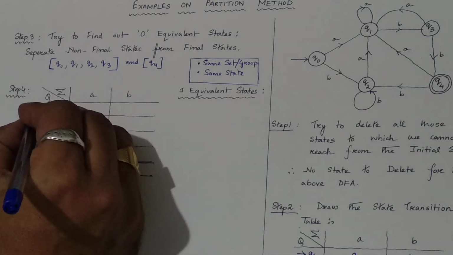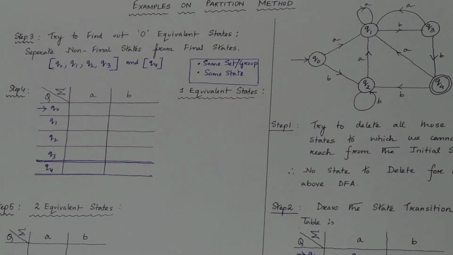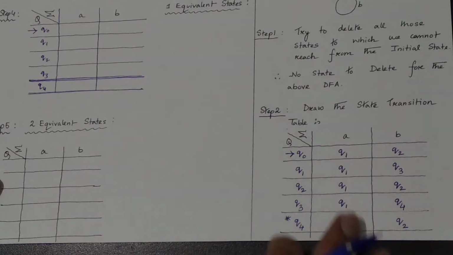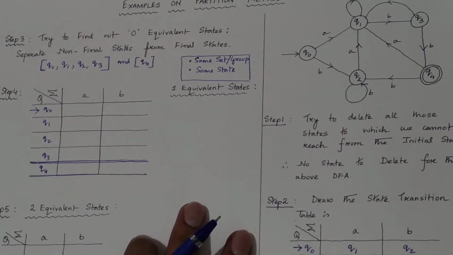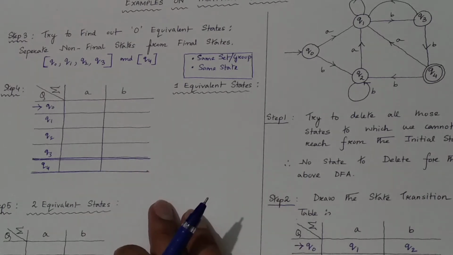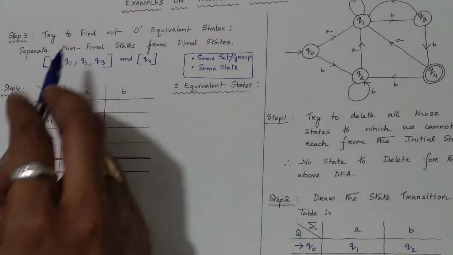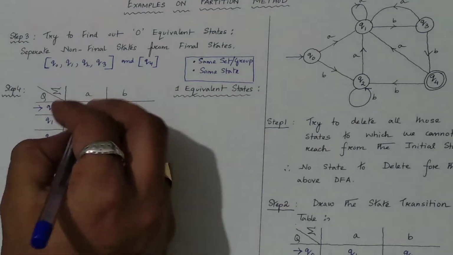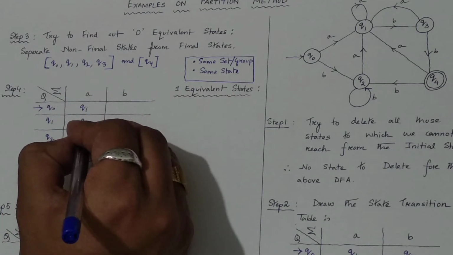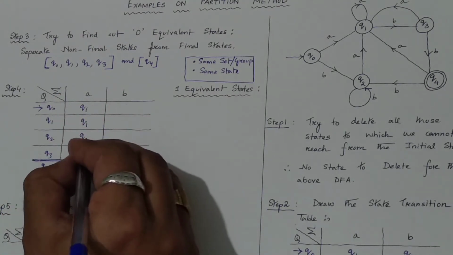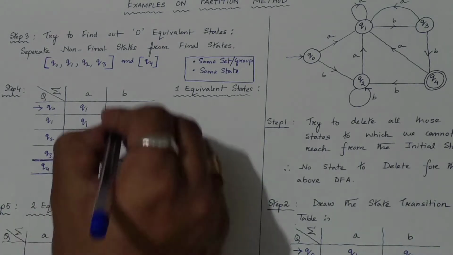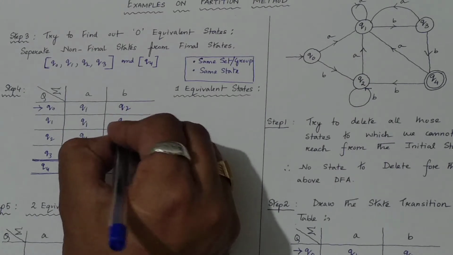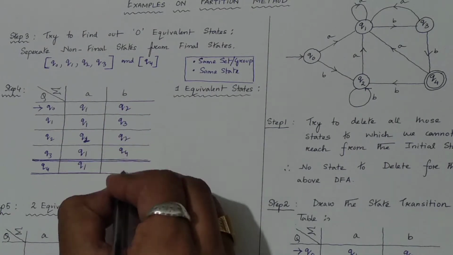So first I will draw the state transition table only. Let me draw this, and I will explain how to find the next equivalent states. Zero equivalent states are done. From the zero equivalent states, I will draw the other, similar to what you got from your state transition table. Q3, then Q2, Q4, and then Q2.